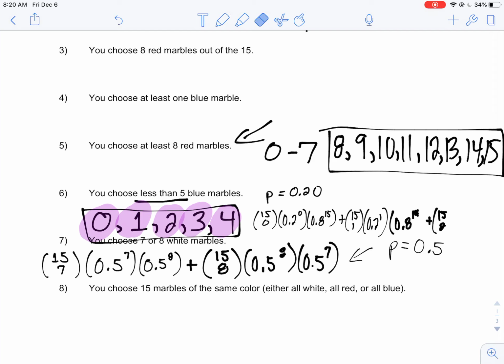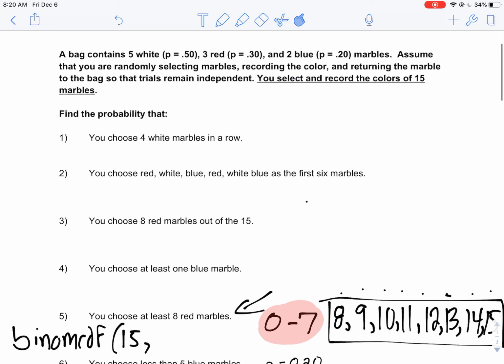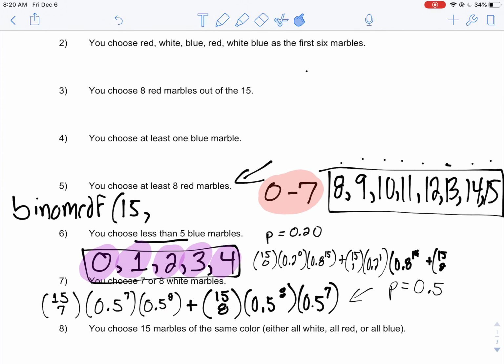Now I can do this whole combination thing. I can add up all the combinations of 8, 9, 10, 11, 12, 13, 14. That's a lot of work. Or I can use Binomcdf, because right here, I notice what I don't need. I don't need 0 through 7. So I'm going to say, all right, calculator, give me all the combinations starting at 0, up to 7, with the probability of red being 0.3. So that's what I'm going to do right now, and maybe you're going to do that along with me. It's helpful to do this.